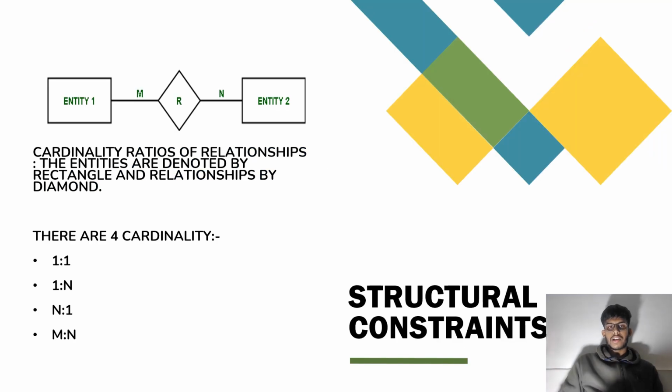Now, structural constraints. It can be defined by the cardinality ratios of the relationship. Means how an entity is related with another entity. If you see this image, there is entity 1 which is related with entity 2. The rectangle shape shows the entity, and the diamond shape shows the relation between the entities. Here m is to n ratio means entity 1 is related with entity 2 with m is to n ratio. There are four cardinality ratios. First one is 1 is to 1, second one is 1 is to n, third one is n is to 1, fourth one is m is to n.